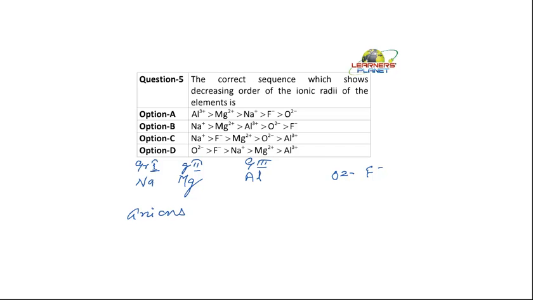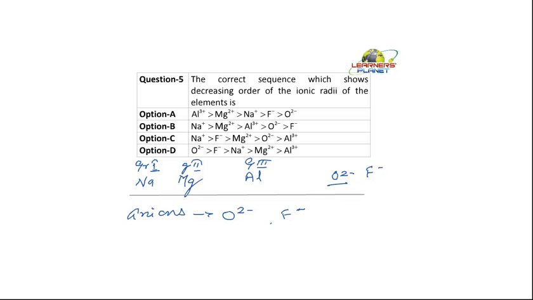Right? So your anions are bigger in size than cations. So what all are the anions here? O2 minus and F minus. Of these, which will be bigger? Oxygen, because it is present in group 6 and across the period. If I am moving from left to right in the period, what happens? The ionic radii or the atomic radii decreases, right?